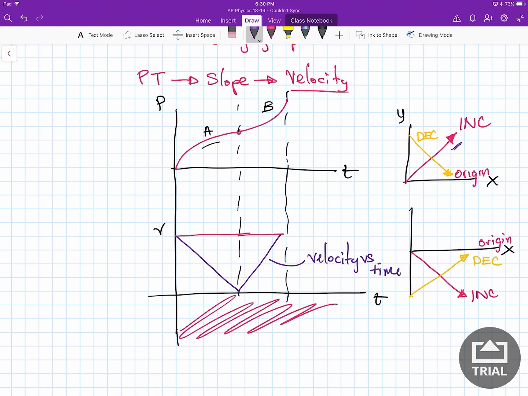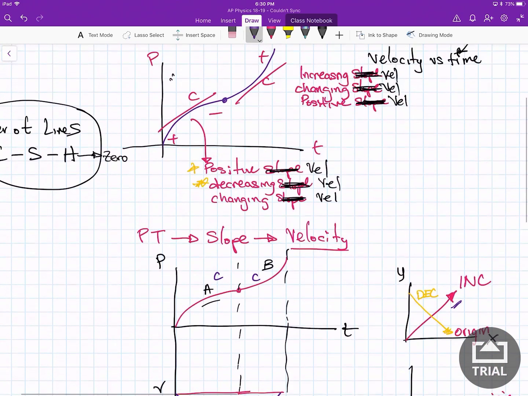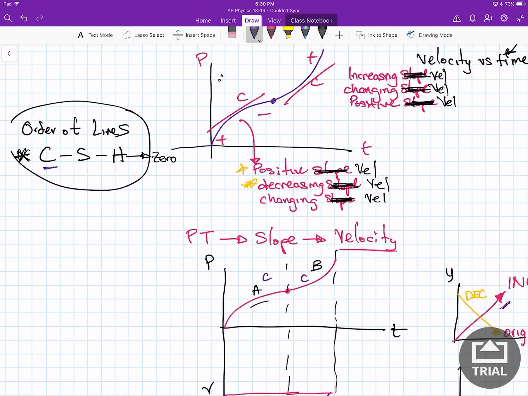Now you need to remember, guys, I need to follow the order of the curves. Because this one was a curve, the next one has to be a straight. This one's a curve, the next one has to be a straight. That's why the order of the lines is very important. Because a curve, guys, is always followed by a straight line. Straight line is always followed by a horizontal.